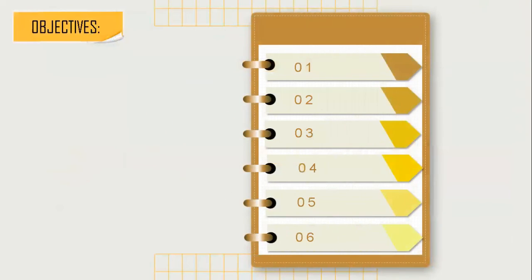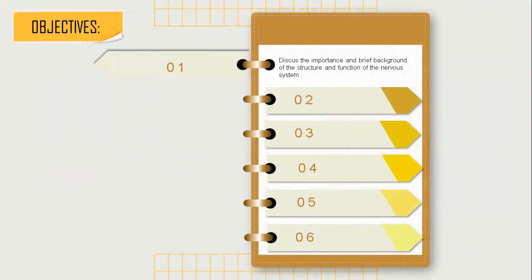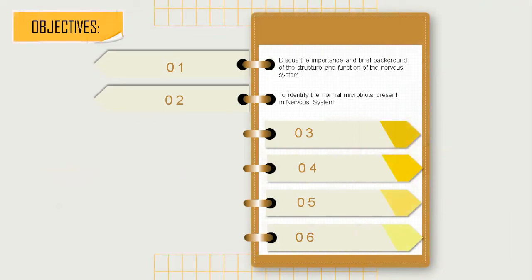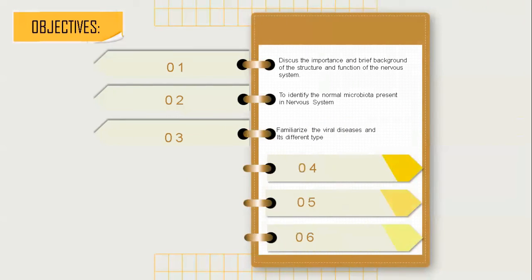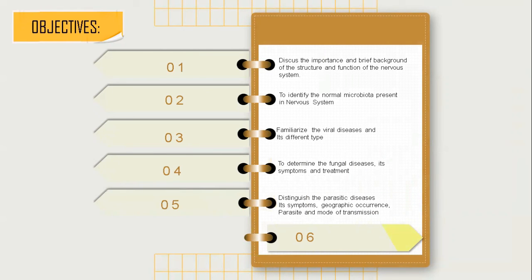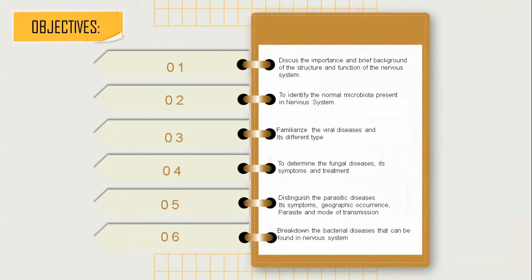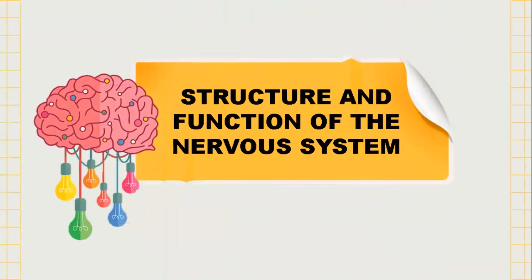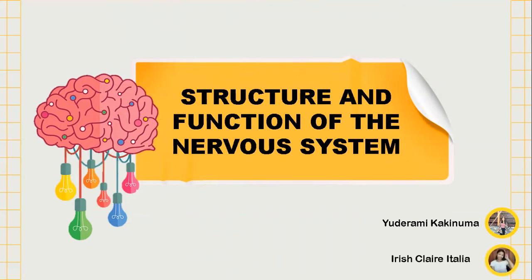For our objectives: to discuss the importance and brief background of the structure and function of the nervous system; to identify the normal microbiota present in the nervous system; to familiarize with the viral diseases and their different types; to determine the fungal diseases, their symptoms and treatment; to distinguish the parasitic diseases, their symptoms, geographic occurrence, parasites, and mode of transmission; and lastly, to break down the bacterial diseases that can be found in the nervous system. The structure and function of the nervous system will be discussed by Yuderami Kakinuma.